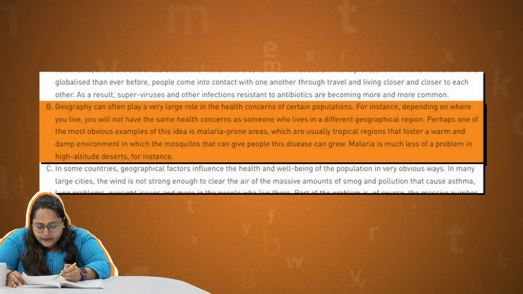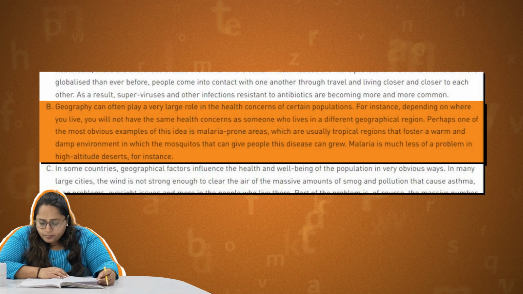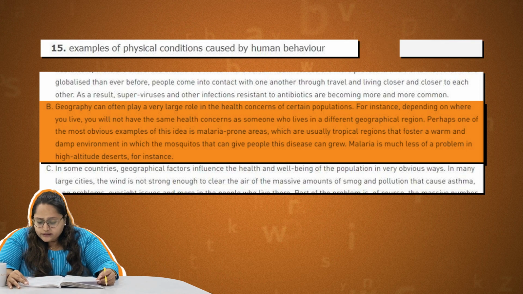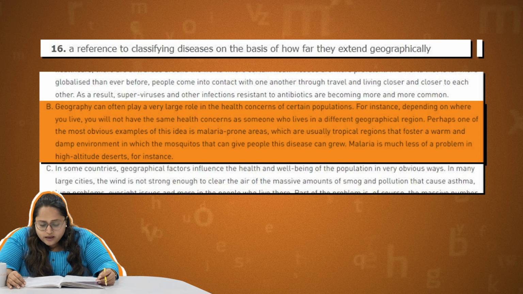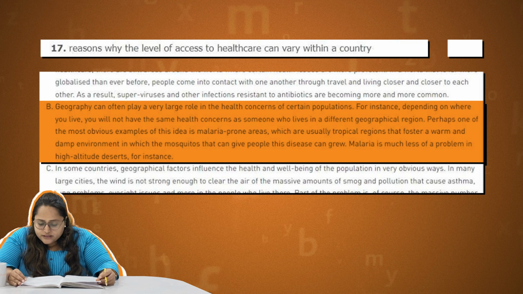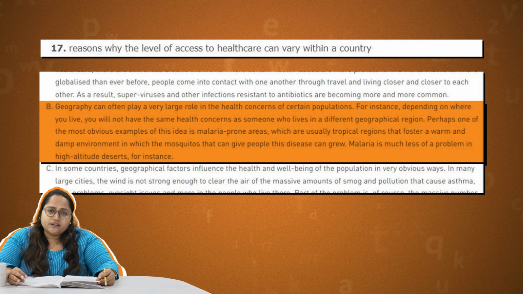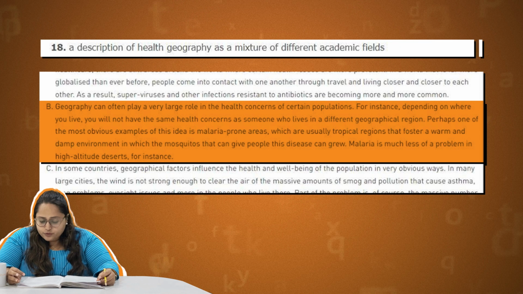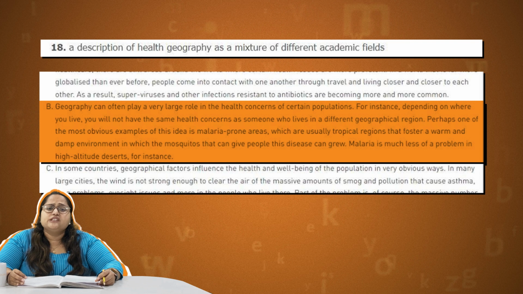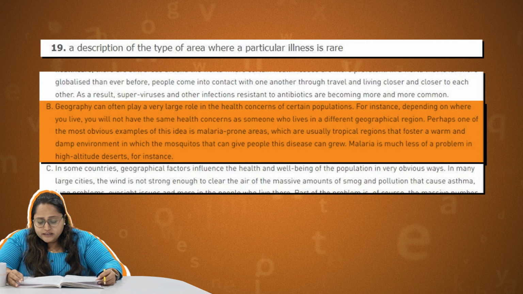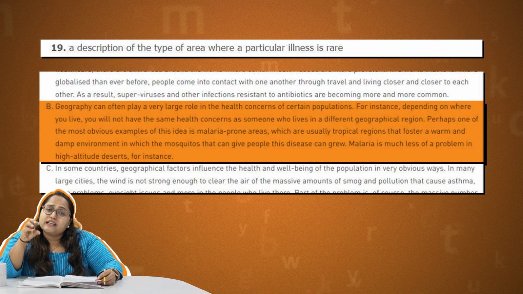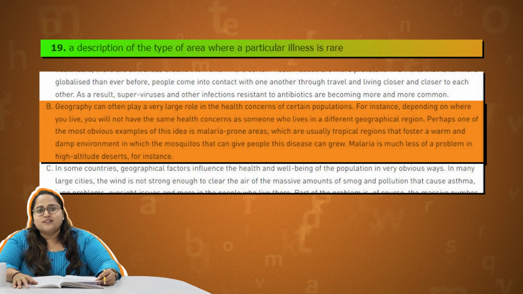Okay, so now let's go ahead and match. Where does it match? So if you see, again here they are not talking anything about elimination. They are not talking about human behavior as well. Classifying of disease is also not done, how far it can go. If you go to the next, which says access to healthcare within a country, again that is not the answer. If you see academic field, does it talk about any particular academic? Academic as in doctors, teachers, anyone? No, they are not. Description of a type of area. Are they talking about a particular area where a particular disease is there? Yes. So you have got the catch.